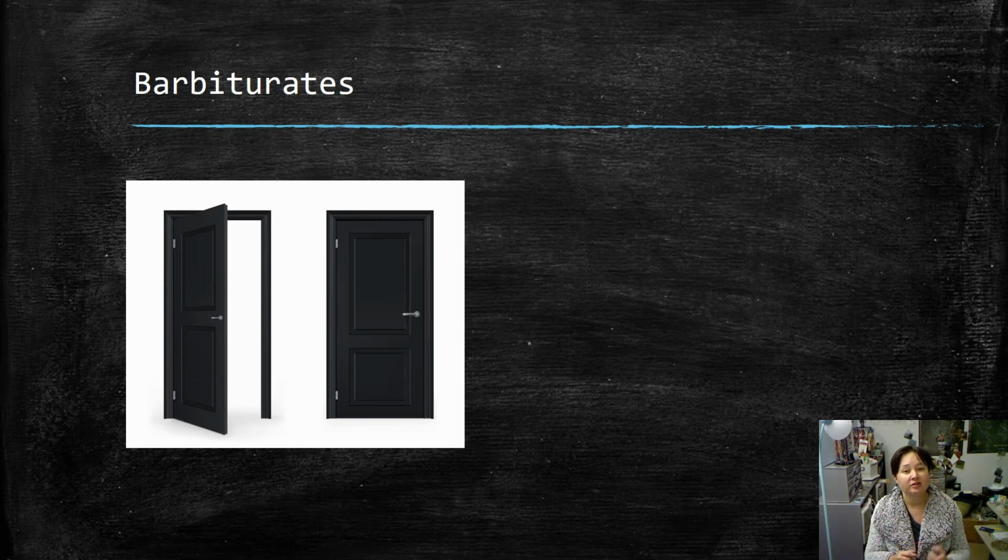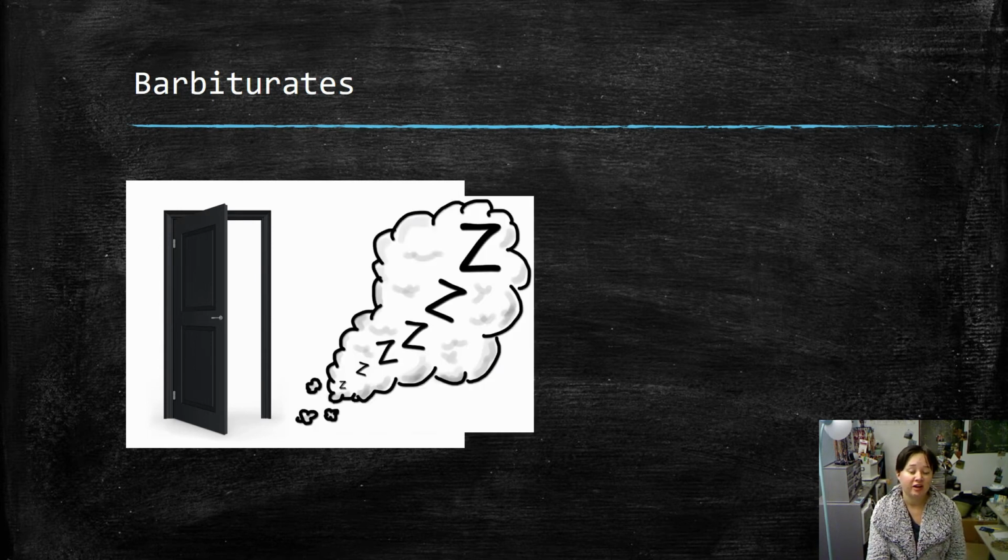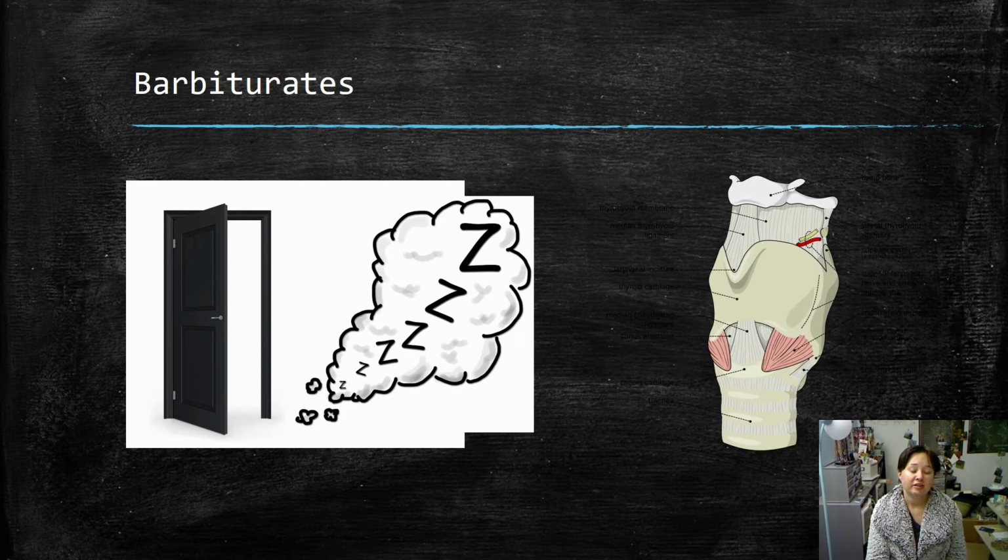Barbiturates hold that door open, leading to more GABA being let in, making you very tired, sometimes to the point where you're acting intoxicated, and even enough that it can slow your breathing to a stop. So fluid in the larynx is a sign of barbiturate overdose as well as alcohol overdose.